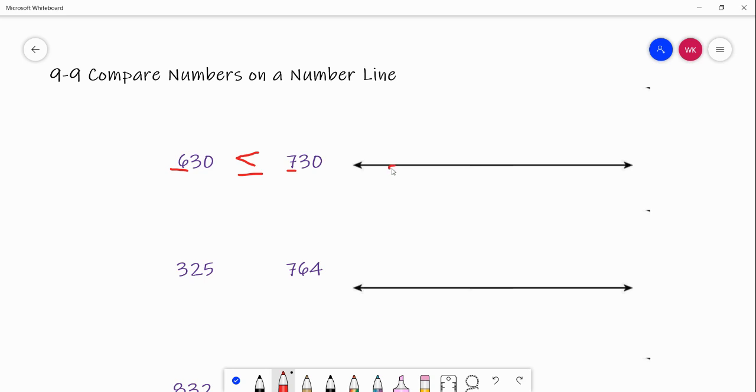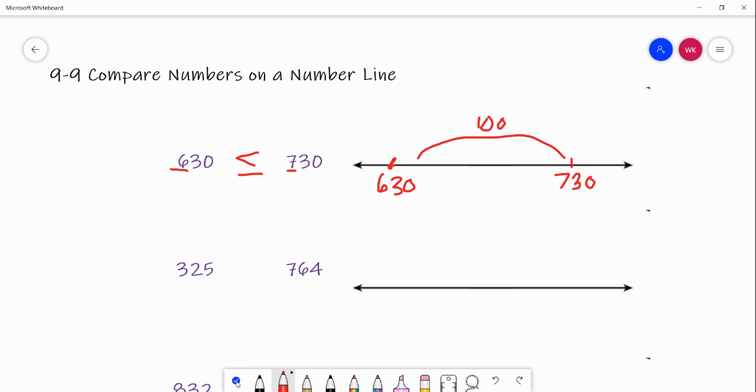So we would have 630 down here. And then since 730 is larger than 630, we would put it all the way up here because it is greater than. And you can tell if you know your quick mental math, 730 is 100 more than 630. If you added 630 plus 100, you would get 730. So that's why I put that big gap right here, because there's 100 between these two numbers. All right, let's go ahead and look at our next problem.